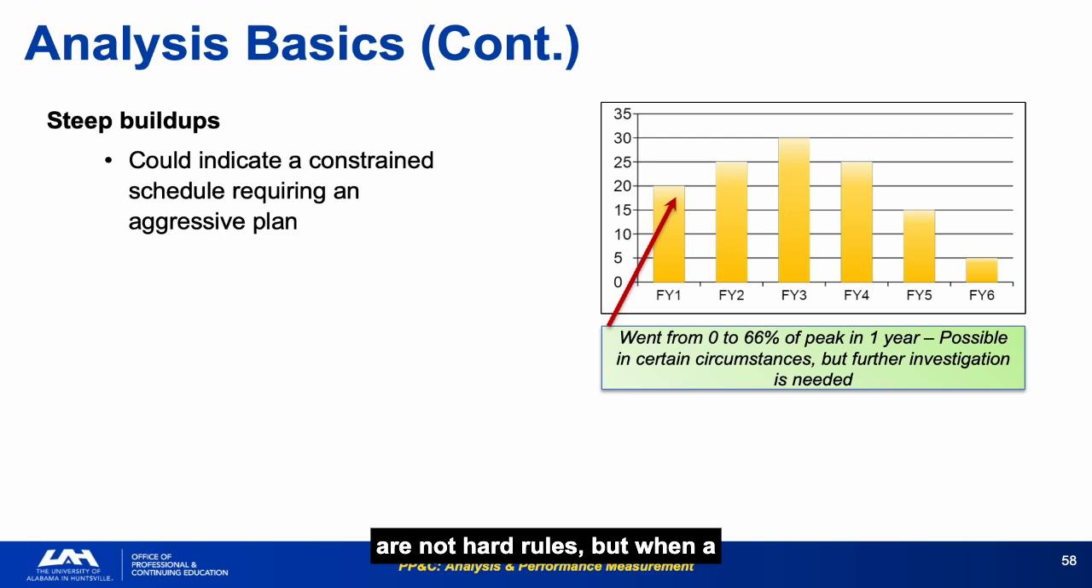These are not hard rules, but when a program deviates significantly from them, it should prompt questions. A steep workforce or cost buildup should be supported by a corresponding program event or milestone. If it isn't, the plan may be unrealistic. The goal is not to assume the estimate is wrong, but to understand what makes this program different and whether the assumptions are truly achievable.